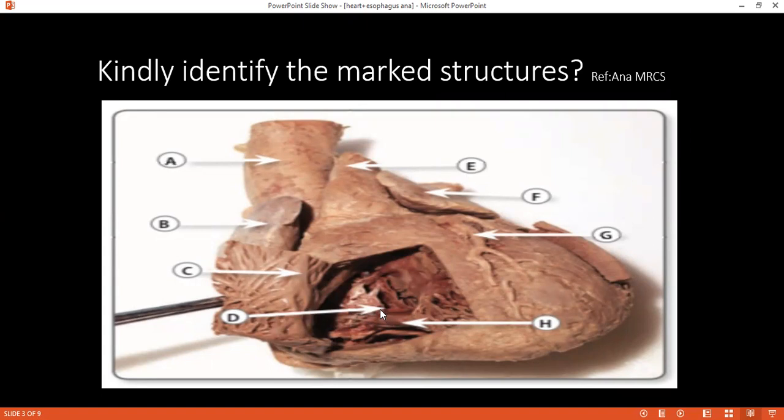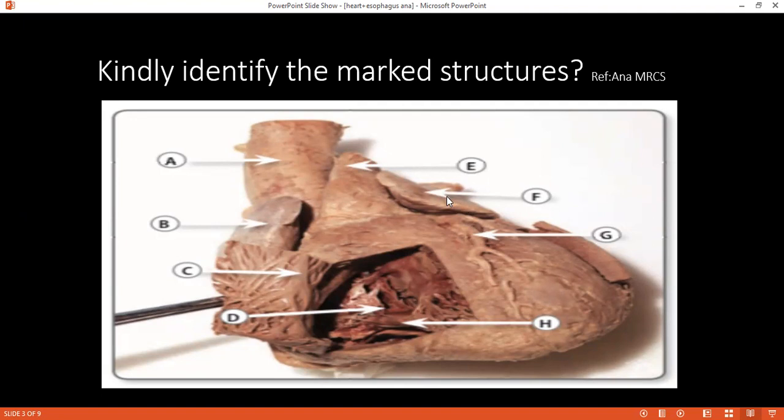Tricuspid valve. Look closely. The picture is big enough. It's not clear, because I enlarged it. Maybe that's why. Okay. If you can identify E, please. E is aorta. Okay, F, please.